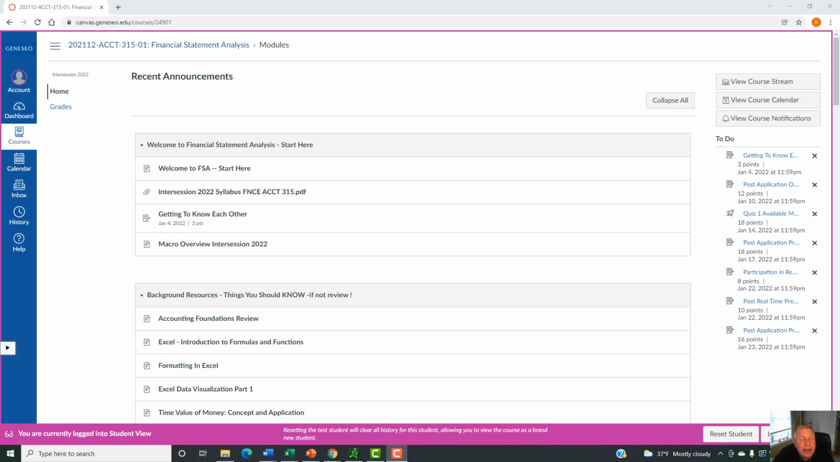This is the Canvas screen you will see. Notice that up in this column here, there's only a home page and grades. Everything is on the home page and digs down. What you're going to find on the right-hand side is your to-do list. When is everything due? Now remember, these are all no later than, so you can start working on them right away. We're right here in financial statement analysis.